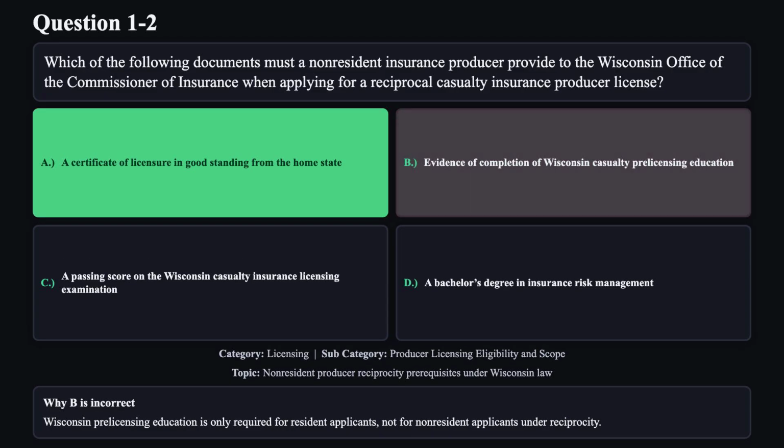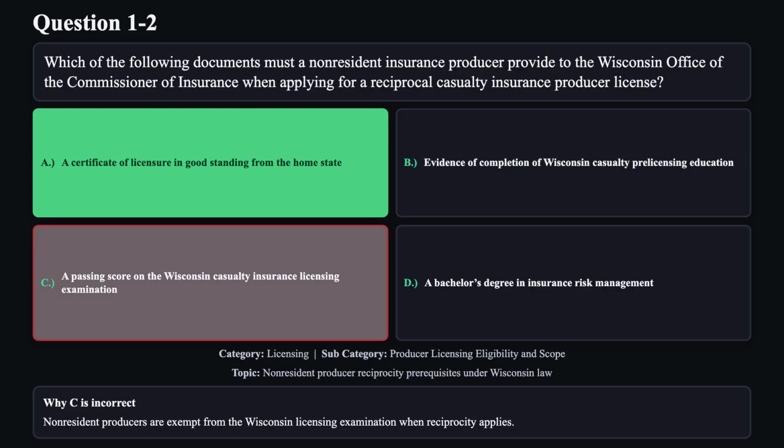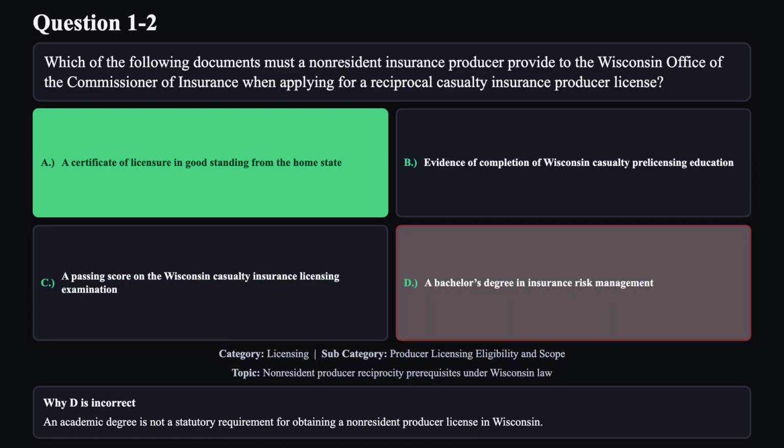Wisconsin prelicensing education is only required for resident applicants, not for non-resident applicants under reciprocity. Reason C is not correct. Non-resident producers are exempt from the Wisconsin licensing examination when reciprocity applies. Reason D is not correct. An academic degree is not a statutory requirement for obtaining a non-resident producer license in Wisconsin.